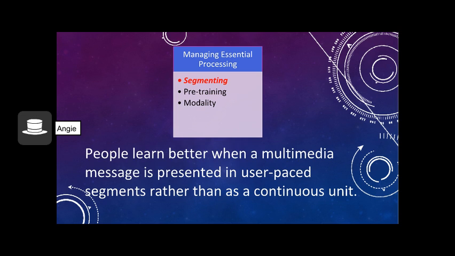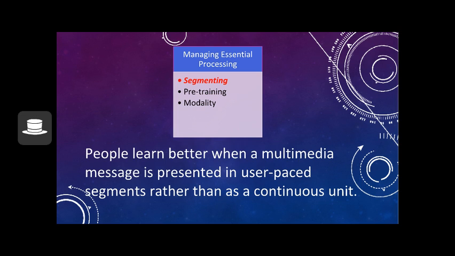So in the second category, which is managing essential processing, we have three principles, and the first one is segmenting. In this principle, if a lesson is fast-paced, a learner may not have enough capacity to mentally organize the words into a verbal model and mentally organize the pictures into a pictorial model. So when lessons are too complex and too fast and new to the learner, we should try to segment these lessons to avoid cognitive load.